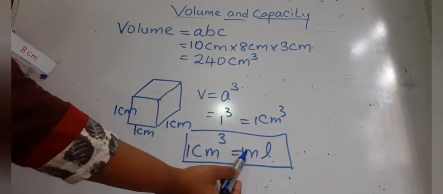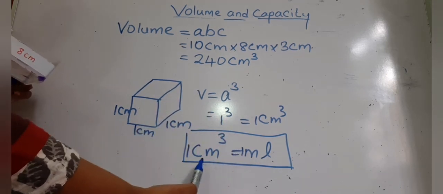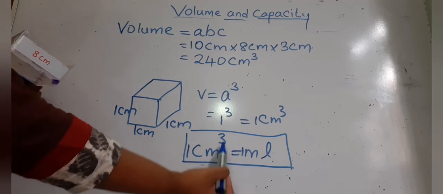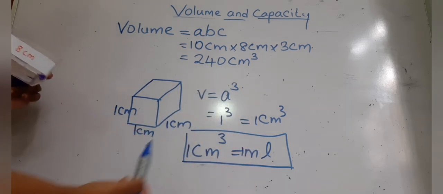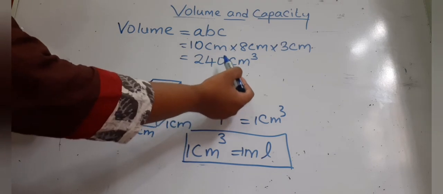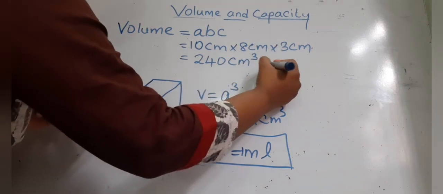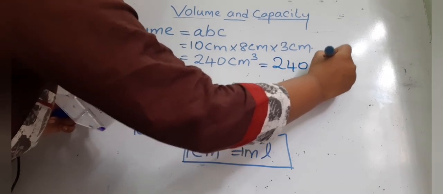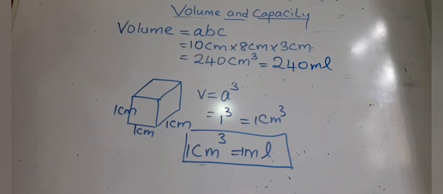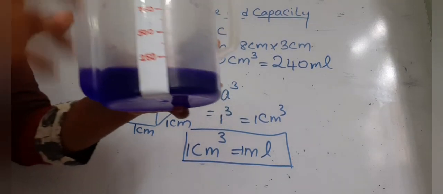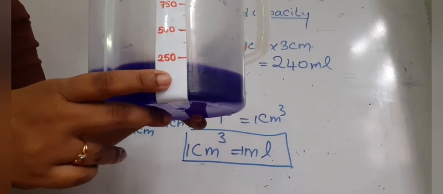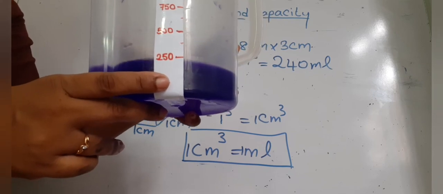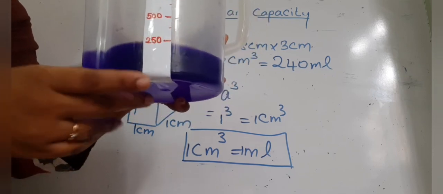Now let's find this in terms of milliliters. So now you are able to understand the relationship is 1 cubic centimeter is equal to 1 milliliter. So 240 cubic centimeter will be equal to 240 milliliter of liquid. So now you understand why this is there, right? So this is actually 240 milliliters of liquid.